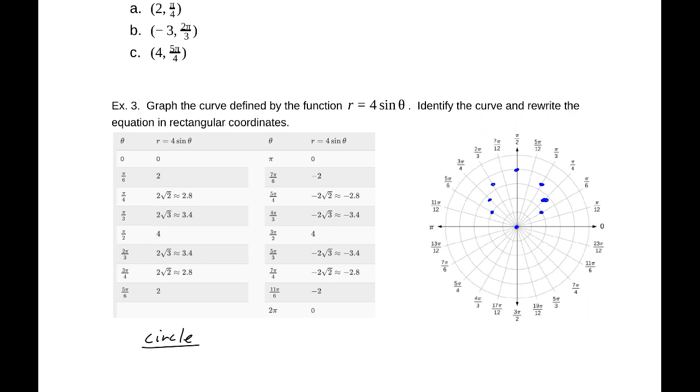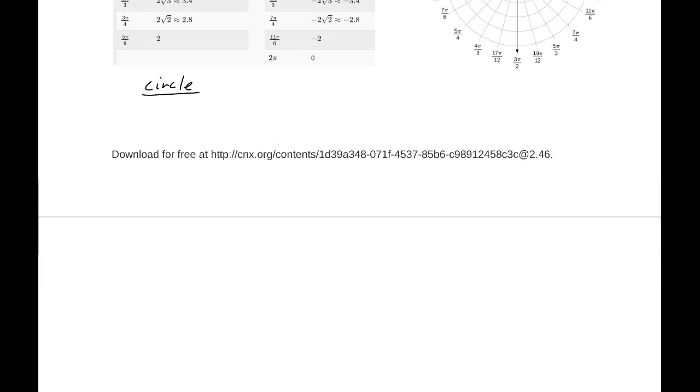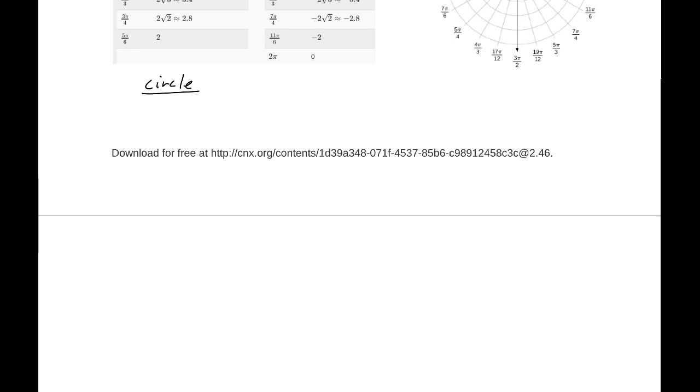Now, rewrite the function in rectangular coordinates. So I'm going to use some space over here. I've got the function r equals 4 sine theta. Now there are a few identities I want to hold on to. Y equals r sine theta. X equals r cosine theta. And r squared equals x squared plus y squared.